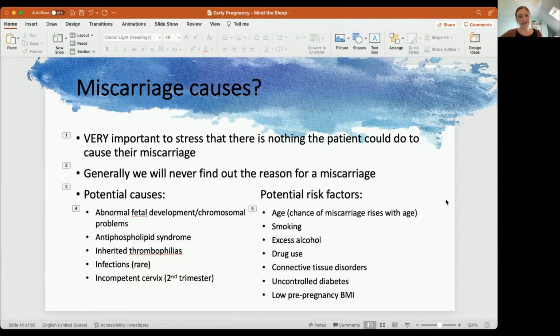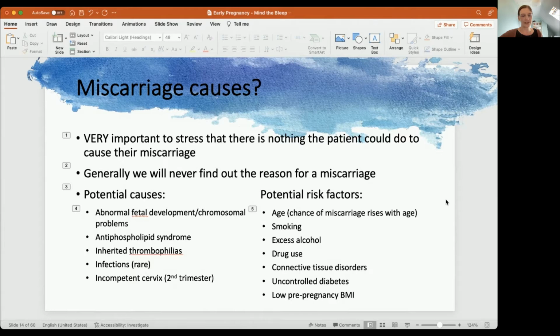So causes, most of the time we have no idea why a particular woman has had a miscarriage, but whenever you see these women, it's very important to be clear that there's nothing the patient has done to cause their miscarriage, and there's nothing they could have done to prevent it either. Women ask this very commonly, and it causes an incredible amount of distress if they are ever told that they have caused it. Women remember this for the rest of their lives, so it's very important not to say that to them.